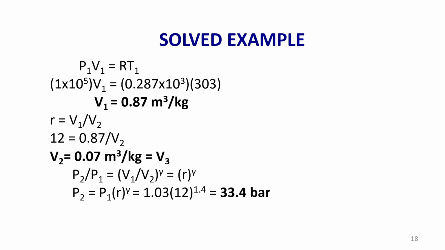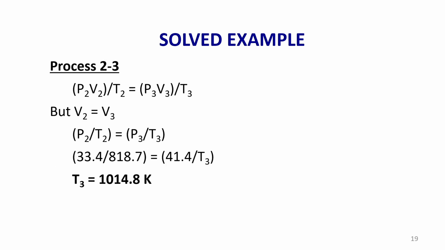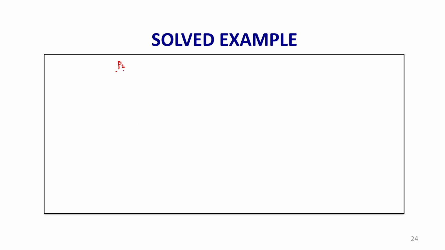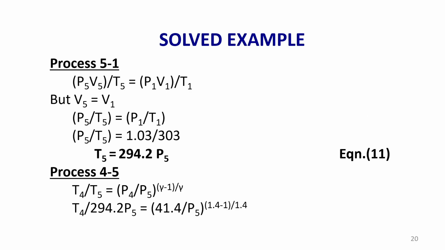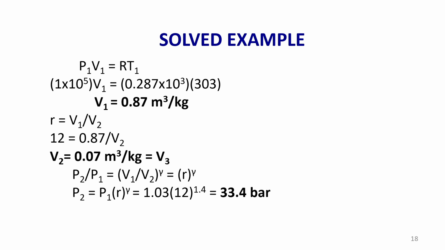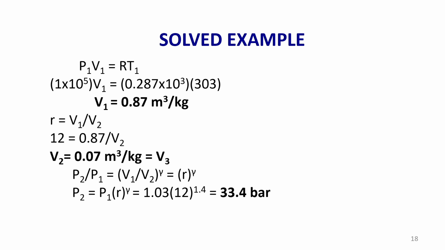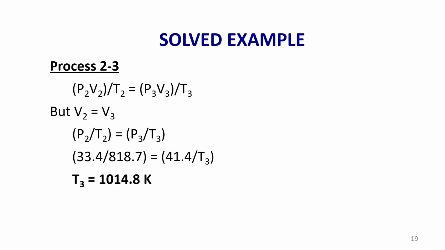Now, I am going to find out the pressure at state point 2. Use this relation: P2 by P1 is equal to V1 by V2 whole power gamma. V1 by V2 is R, so P2 equal to P1 into R power gamma. The pressure at the end of compression, for the data given, is 33.4 bar.